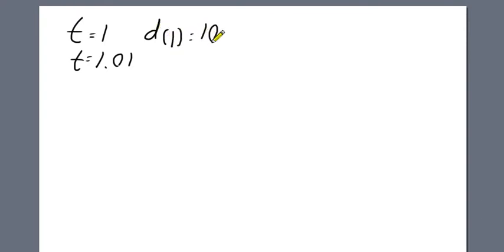So I'm going to get to a new screen here. Let's take a look at what about from t equals 1 to t equals 1.01. Let's see how that changes things up. Now, we still know the degrees at time 1 equals 100. However, what is the degrees at time 1.01?